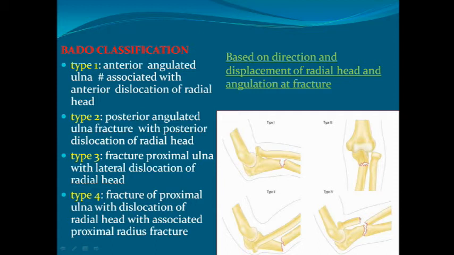In type 4, what happens? Fracture of the proximal ulna with dislocation of the radial head, and there is an associated radius fracture too. In the 4th type, you will have radius fracture also, apart from ulna fracture. So you will get ulna fracture, dislocation of the radial head, and one extra thing, which is radius fracture. So these are four types. We call it Bado classification.